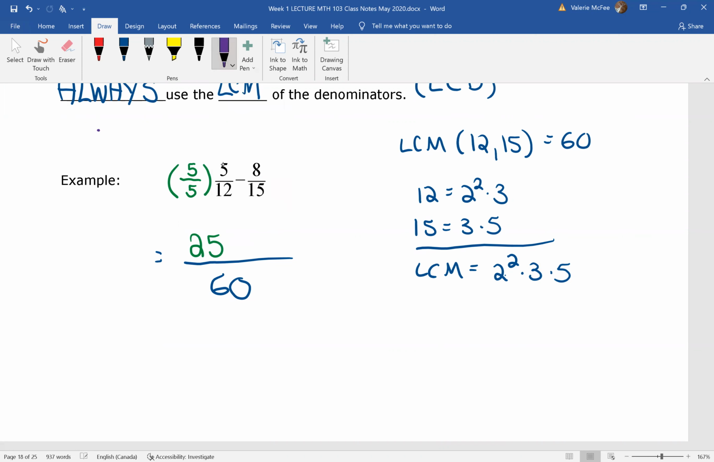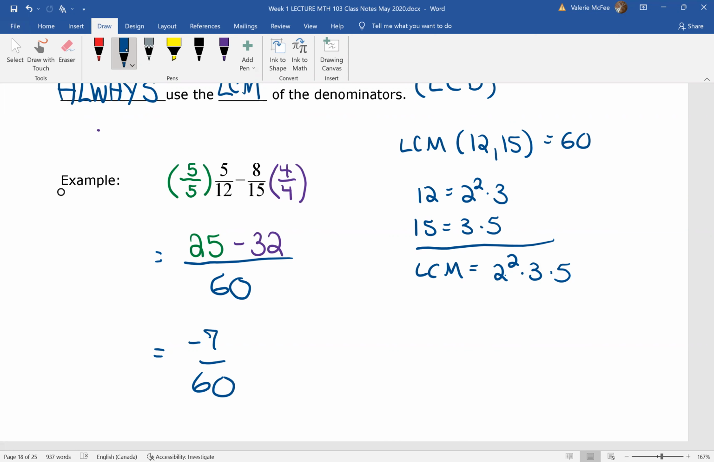When I look at the second fraction, I see that 4 times 15 is 60. So we multiply the numerator and the denominator by 4. Now we have minus 32. 25 minus 32 is negative 7 over 60. 7 is a prime factor. It is not one of the factors of 60. This cannot be simplified any further.